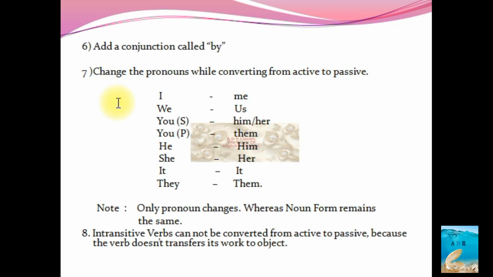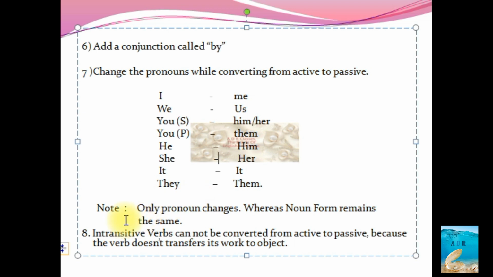The seventh rule is the change of pronoun while converting from active to passive. I becomes me, we becomes us, he becomes him, she becomes her, you becomes you or them, it remains it, they becomes them. Only the pronoun changes, whereas the noun form remains the same. Suppose in the subject there was a noun, it would not change.